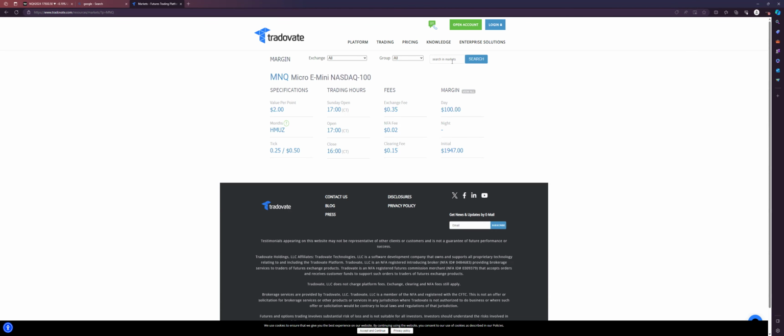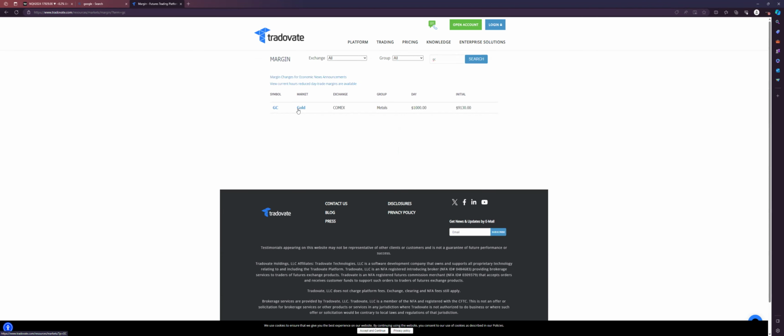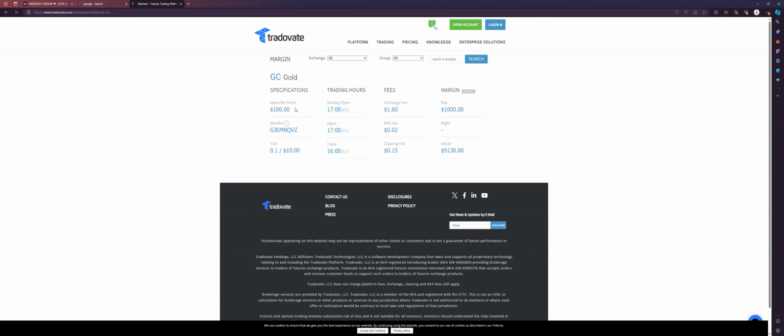Let's just say we wanted to trade gold futures, right? So gold is GC. As we can see, you need a minimum balance of $1,000 to trade gold futures. We move at $10 per tick, but we move at, how do I explain this? We move at 1/10 of a point per tick, and there's $100 in every point.